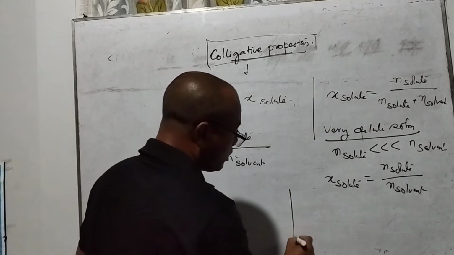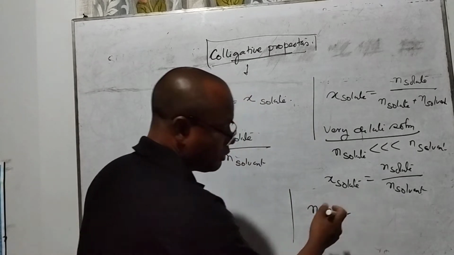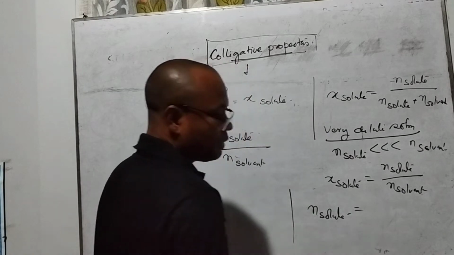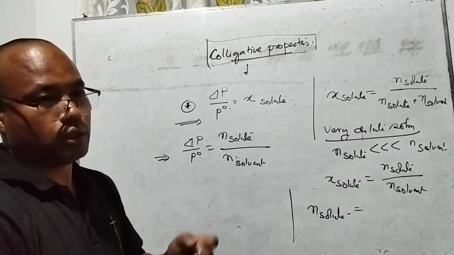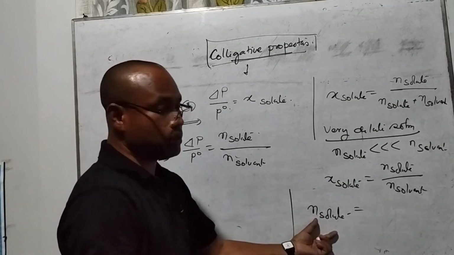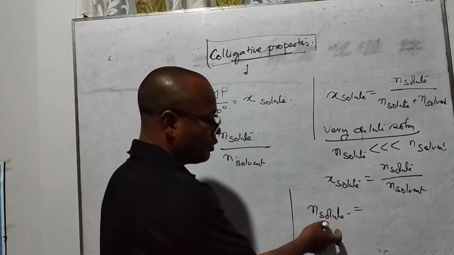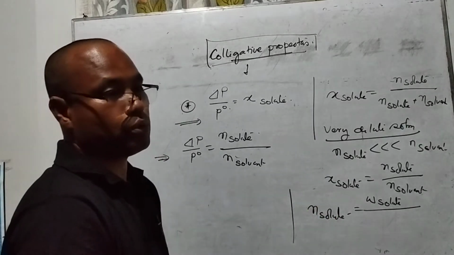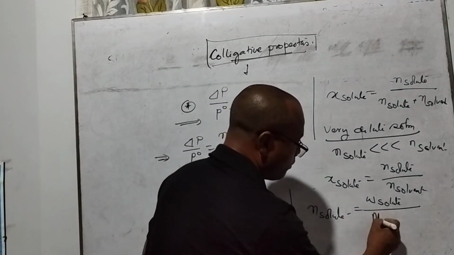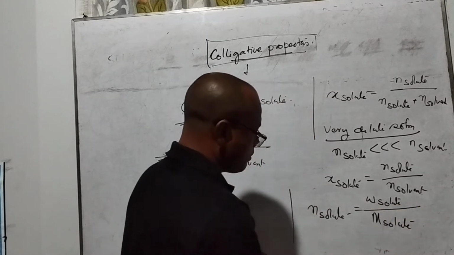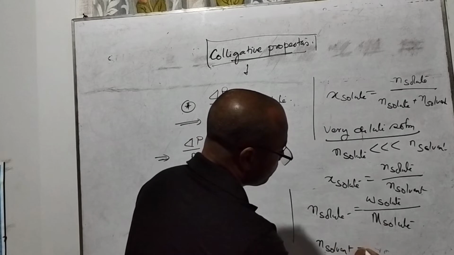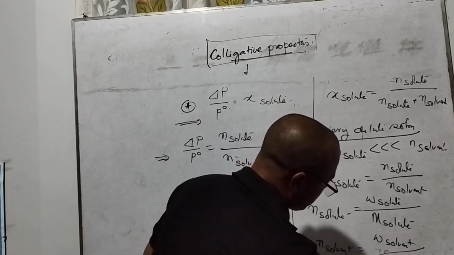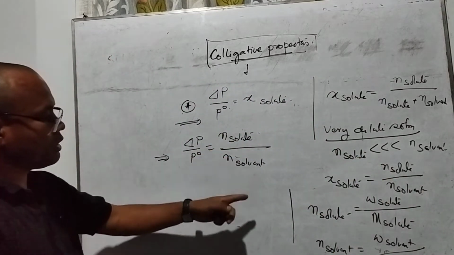Now, as we know the number of moles, either of solute or solvent, how do we calculate it? One approach is to calculate the number of moles from the given mass of the substance. For the solute, we take the mass of the solute divided by the molar mass of the solute, which we can find out if we know what solute is given. Similarly, the number of moles of the solvent is W solvent divided by M solvent.